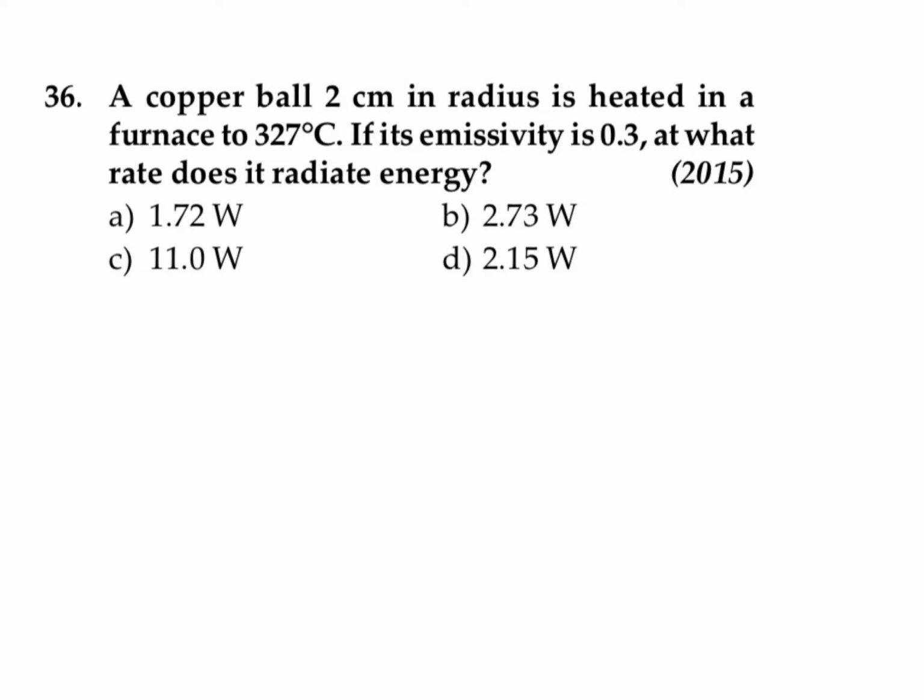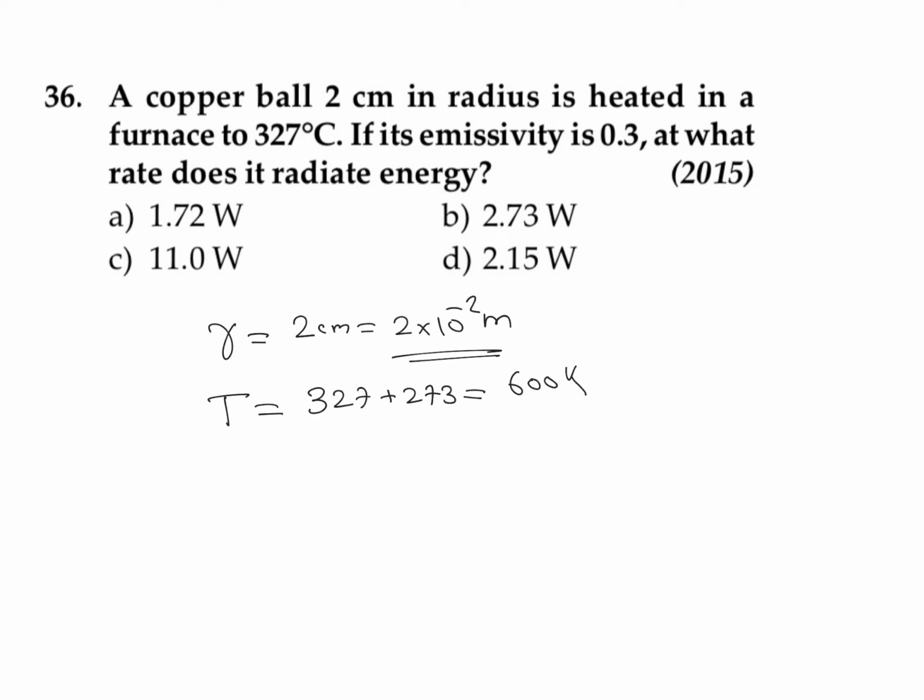So a copper ball, we can take its radius, which is given as 2 centimeter, as 2 into 10 raised to minus 2 meter. And it's heated in a furnace to a temperature of 327 degrees Celsius. Adding 273, we can convert it into Kelvin scale. So this will be equal to 600 Kelvin.